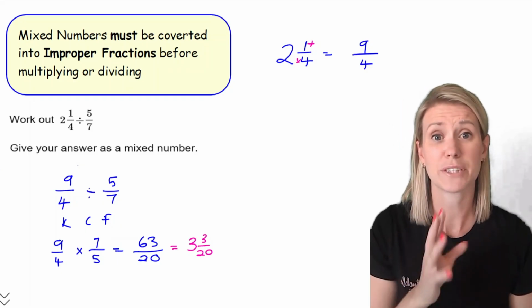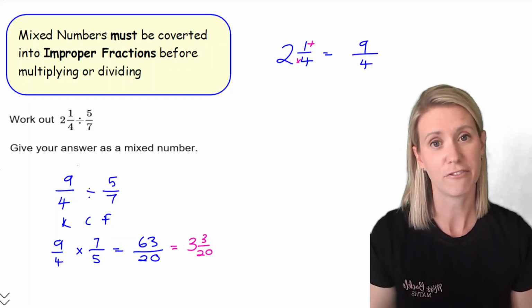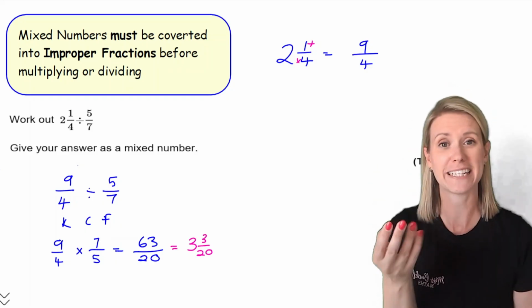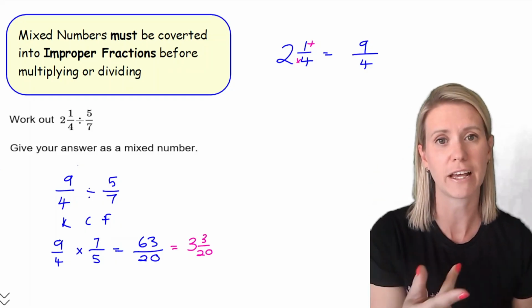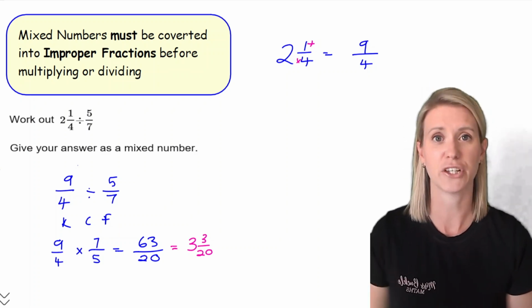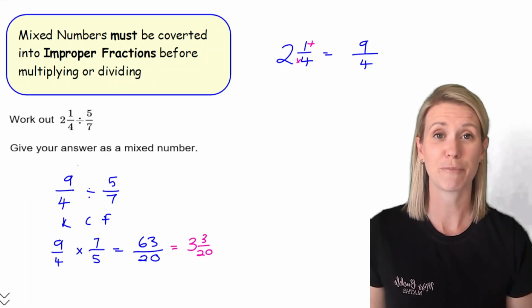Okay, hopefully that's helped. So the key take-home messages are the fact that when you're multiplying, you multiply the numerators and the denominators together. When you're dividing, we keep, change, flip, and you must convert mixed numbers into improper fractions prior to doing any multiplication or division with them.